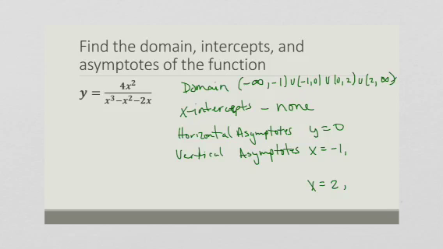Please check your answer. If you looked at the graph, you would notice that at the point 0, 0, it actually says undefined. So that point is not included in our domain, but because it's just at that one point, it's also not a vertical asymptote. So we have no x-intercepts. We only have the two asymptotes at negative 1 and 2, and we have a horizontal asymptote at y equals 0.